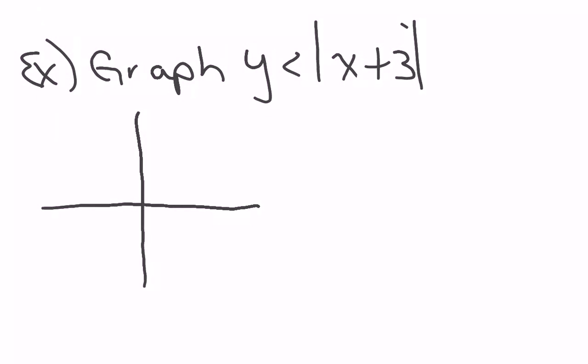Whatever works. In this case, if we use our transformations, we have a plus 3 on the inside, so connected to the x. And so the plus 3 means that it's going to move left or right. Remember, it's backwards on this one. So even though it has a plus 3, we actually move it left 3 spaces. So we take our parent graph and move it 3 spaces to the left. It's going to look like this.